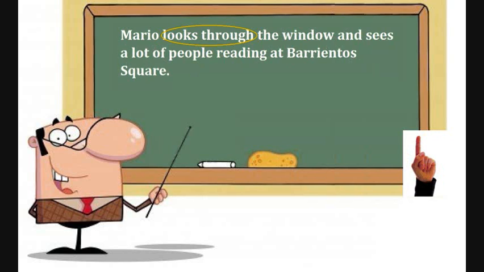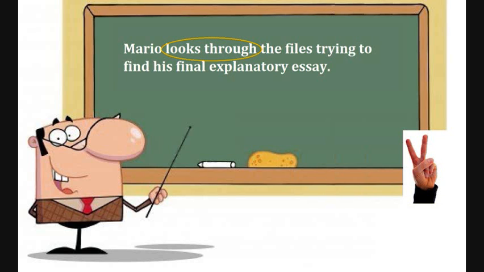In the first example, we have two individual items because through is working as an adverb, so it is giving additional information about the action. On the contrary, in the second example, look through is a phrasal verb. It is telling us Mario is searching something in the files.